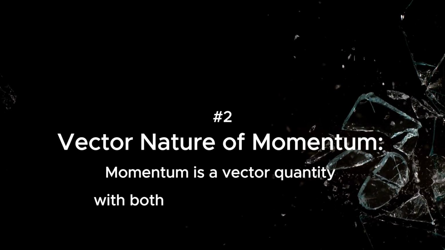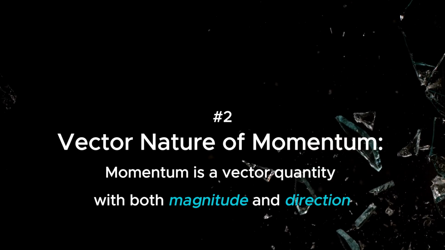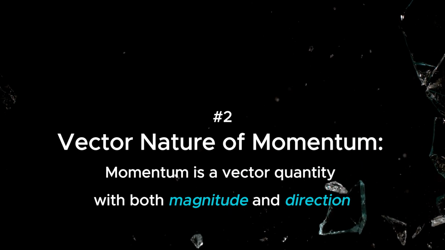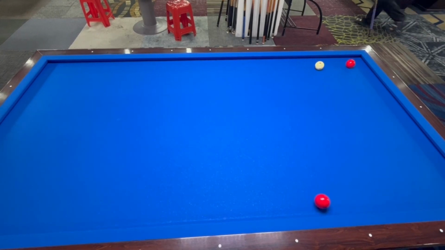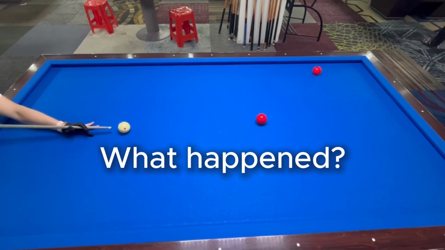Wow! Let's check the nature of momentum. Momentum is a vector quantity in both mass and direction. Let's see what Hyein is doing here. Well, what just happened? Let's revise that.